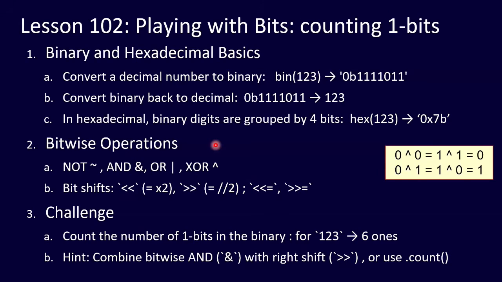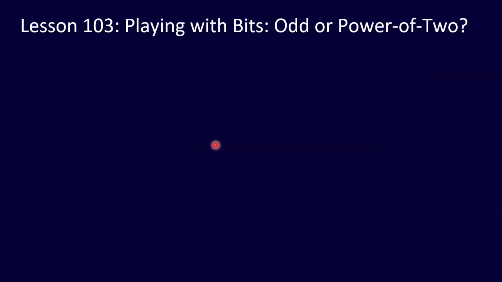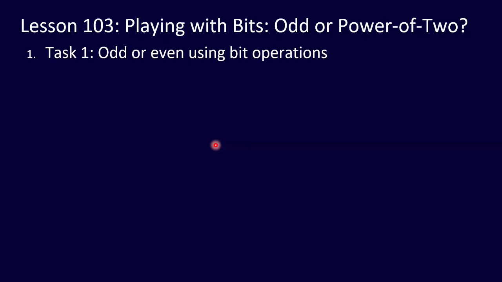Okay, let's go on to today's part. Lesson 103, playing with bits. The second topic is odd or power of 2. Okay, so think about it. Task 1. How can we find out whether any number is odd or even using bit operations?